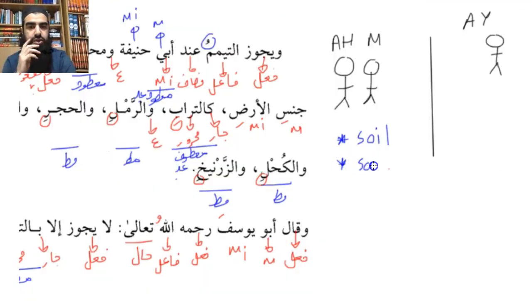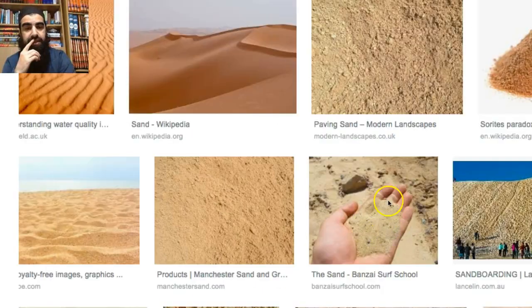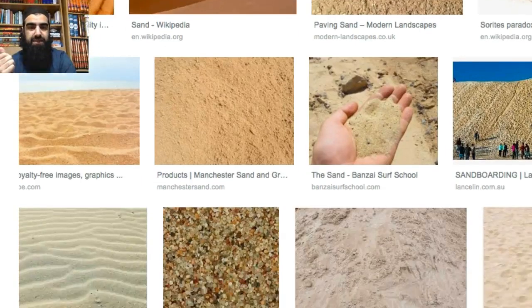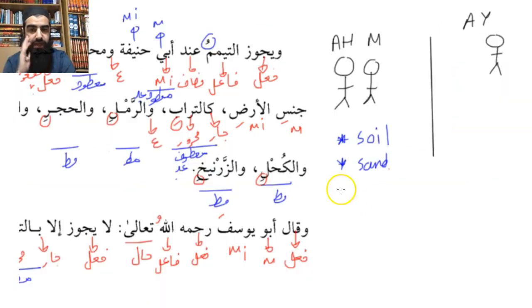Number 2, you can do it with sand, right? So sand, what is sand? Let me show you guys sand. So these are some images on Google that you can find of sand, desert sand, beach sand, you know, sand that construction workers use to build things. So all of these are forms of sand. Okay, so you can have a nice look at that.